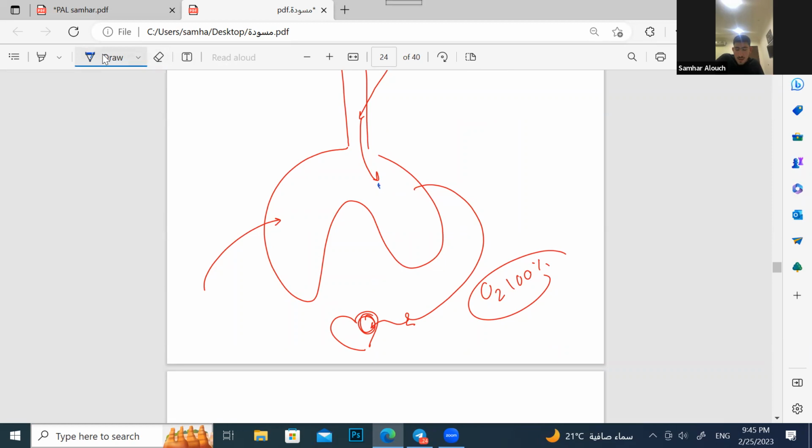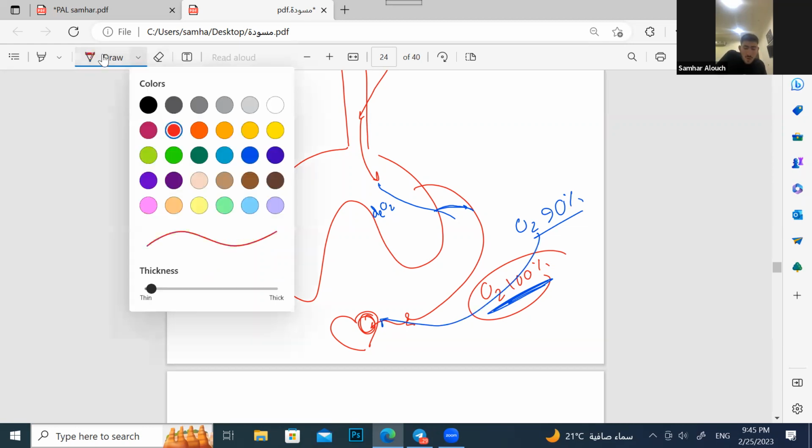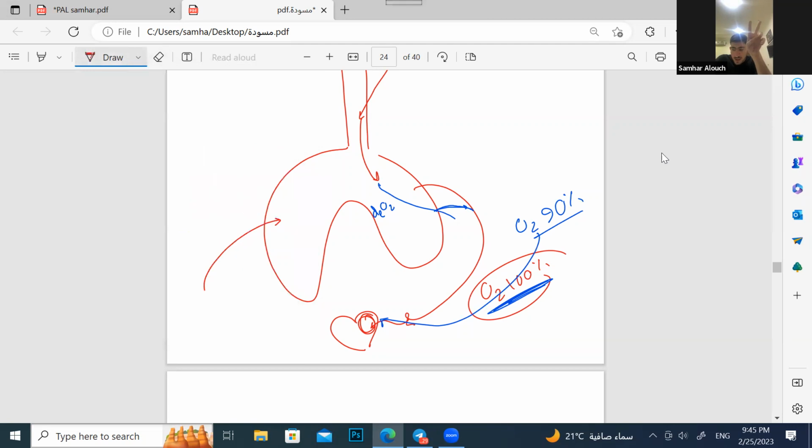Mistakenly, it will send a branch that drains to the pulmonary vein. And now this is deoxygenated blood. It sent some deoxygenated blood to the pulmonary vein, and the pulmonary vein, we said, has 100% oxygen. So this 100% will not be 100% anymore. Let's say it will have 90% oxygen, and it will go to the left atrium and decrease the amount of oxygen. So in conclusion, we have 2 normal anatomical shunts in our body.